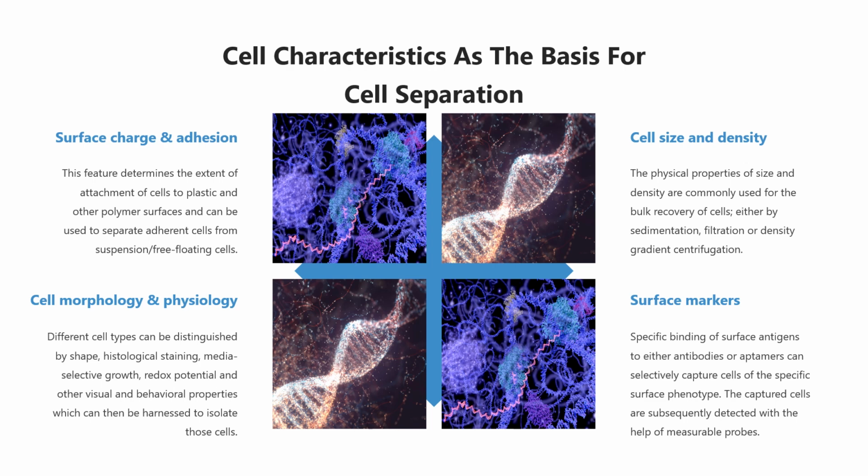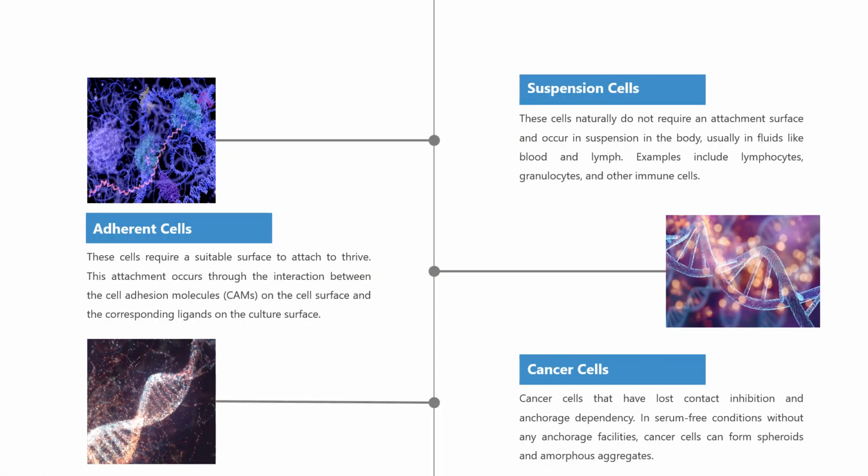Surface markers. Specific binding of surface antigens to either antibodies or aptamers can selectively capture cells of the specific surface phenotype. The captured cells are subsequently detected with the help of measurable probes, usually fluorochromes and magnetic particles, with which the antibodies/aptamers are labeled. In addition, two or more of the above principles can be combined to increase the specificity of isolated cells further. Usually, such compound techniques consist of a label-free method, the first three in the list, along with a label-incorporating method.